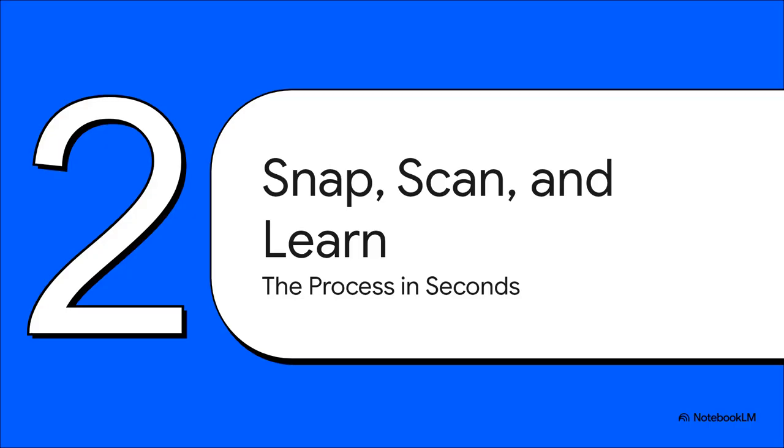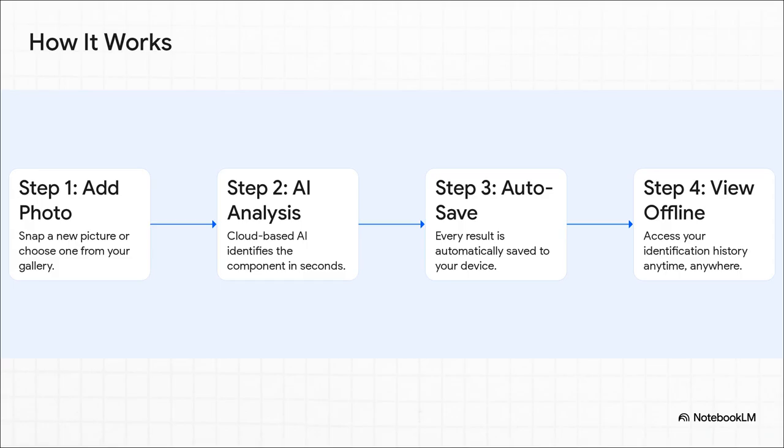All right, so with all that power under the hood, you might be thinking, this has got to be complicated to use, right? Well, nope. The whole process is actually designed to be super simple, super fast. We're talking seconds. Okay, check this out. It's just 4 steps. Step 1, you grab a photo, either take a new one or pull one from your library. Step 2, the AI, which lives in the cloud, does its thing in just a few seconds. Step 3, it automatically saves the result. And step 4, and this is a great little feature, you can view all your past scans offline. So you're building this personal reference library right on your phone that you can check anytime, anywhere.